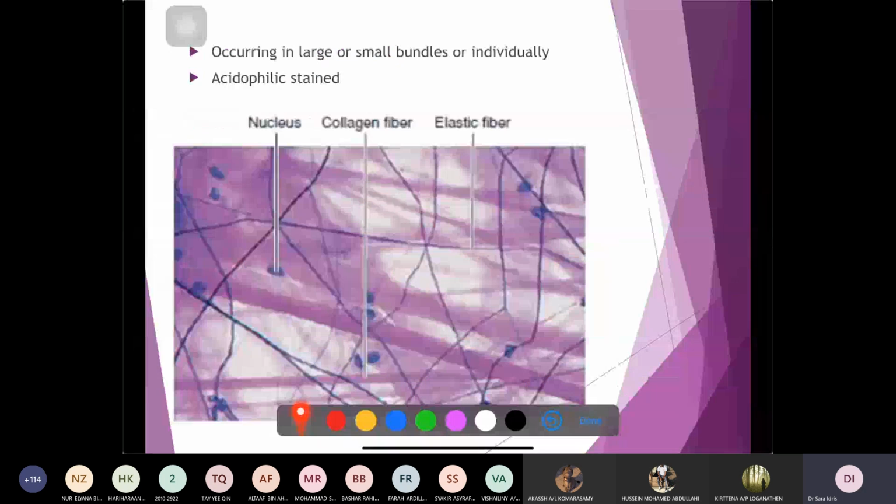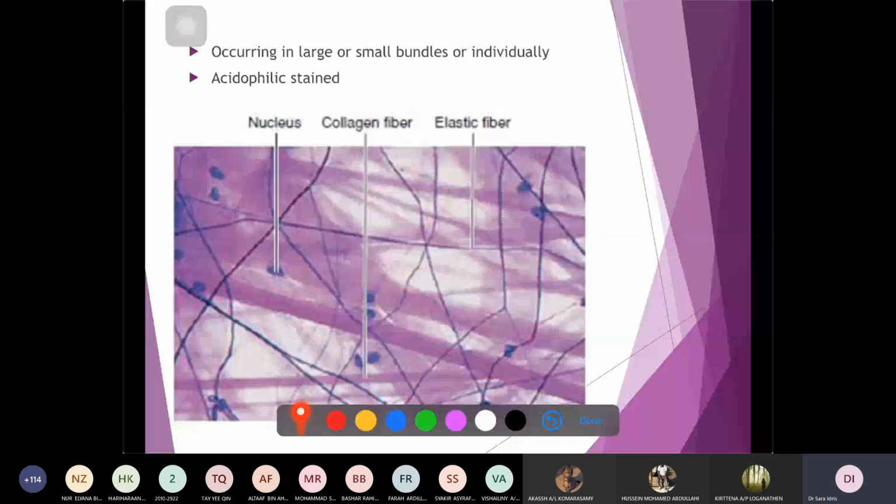To move on a little bit, sometimes collagen fibers can occur in large or small bundles, or even individually, but more often than not they occur in bundles. This here is a bundle of collagen fiber, another bundle here, and another bundle here. Certain bundles are a bit bigger than others, and certain bundles are a bit smaller. The ones lighter in color here are all your collagen fibers. Again, with an acidophilic stain they will have a reddish pink appearance. So these are your collagen fibers.